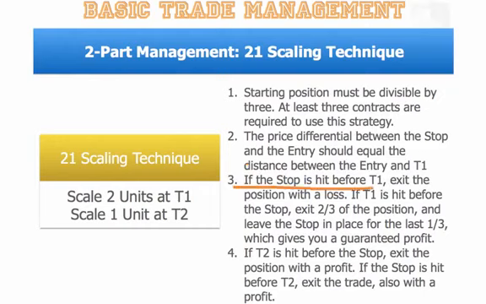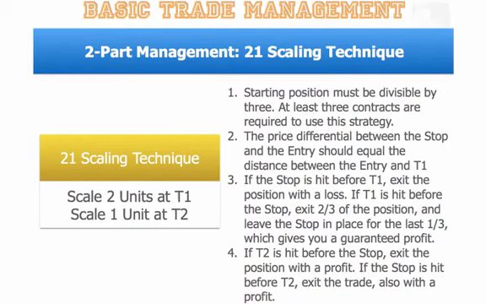Now, if the stop is hit before T1, you're out with a loss. Again, no questions asked. You're out. But if T1 is hit before the stop, then get out of 2/3 of your position and leave the stop in place for the last third. And that gives you a guaranteed profit. Now, if T2 is hit before the stop, you exit the last portion of the trade, and you have a profit. But if the stop is hit before T2, exit the trade, but you also make a profit. It's a great trade management scaling technique.